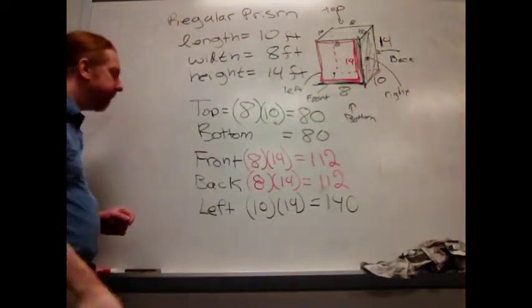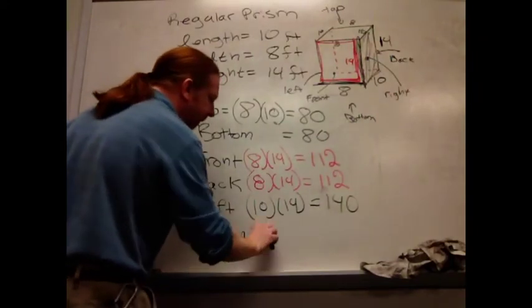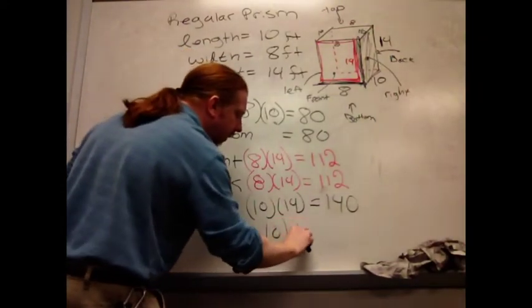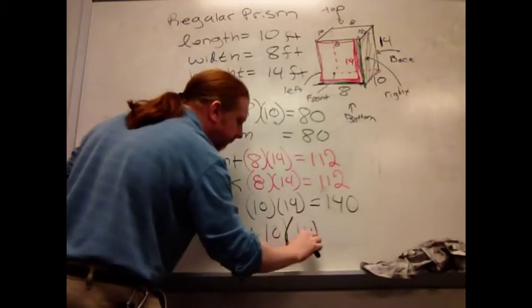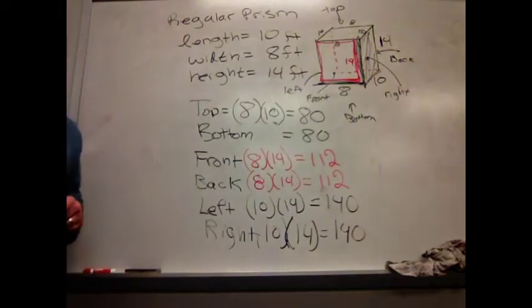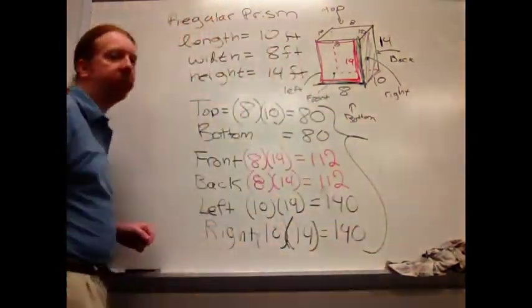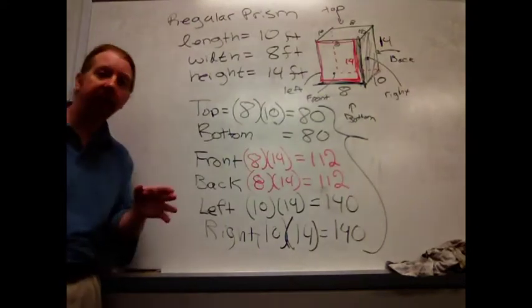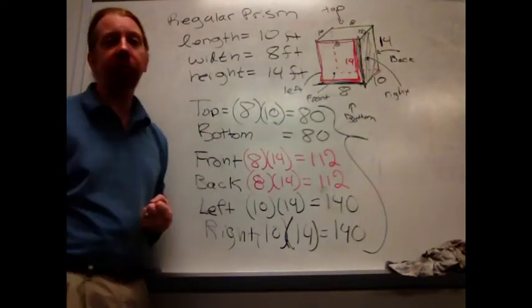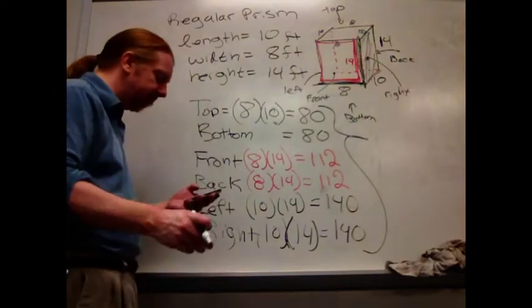There's my right. The right has that same 10 by 14, which is 140. So now I've got all 6 of those surfaces, which are going to get added together to provide the total surface area of my object. So we can now run down the list.